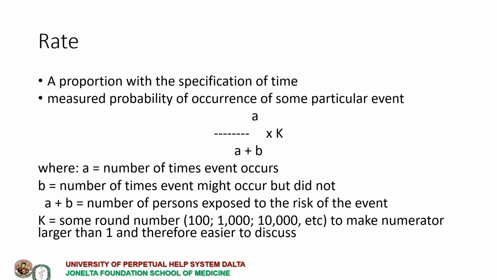So rate is a proportion with the specification of time. This is a measured probability of occurrence of some particular event. So it is usually expressed as A over A plus B times K. A is the number of times an event occurs. B is the number of times an event might occur but did not. A plus B is the number of persons exposed to the risk of the event, and K is a round number to make the numerator larger than 1 and therefore easier to discuss.